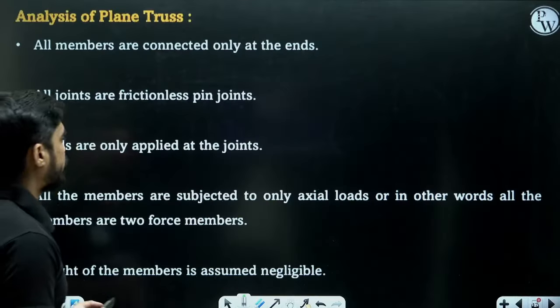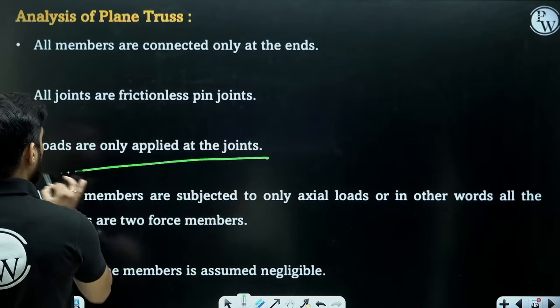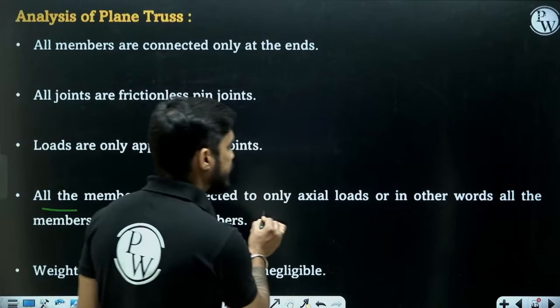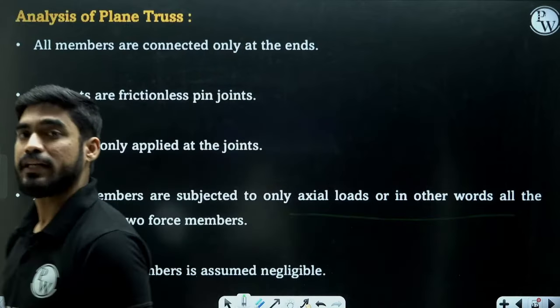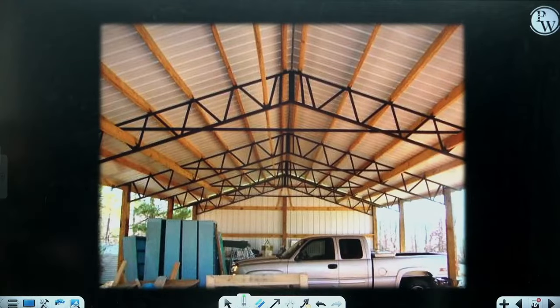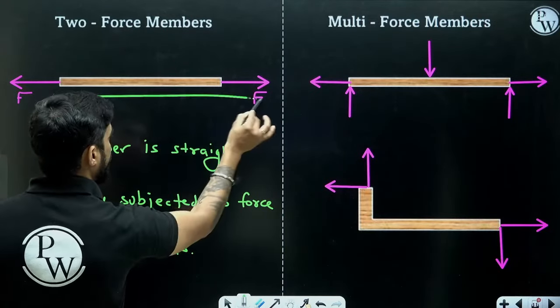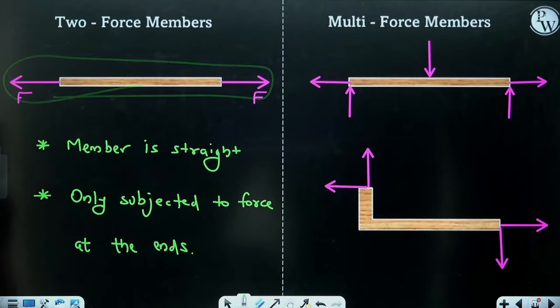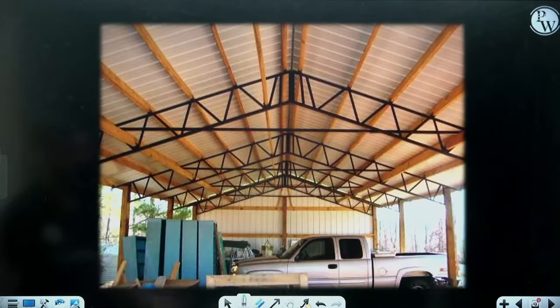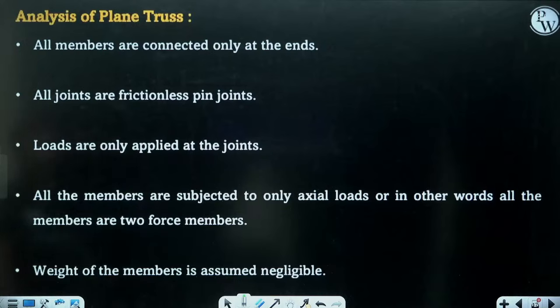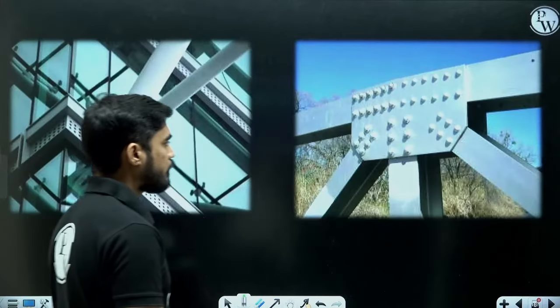Next, loads are only applied at the joints. This is not an assumption, this is true, and I have explained this. Next, all the members are subjected to only axial loads. Or in other words, these members are two force members. I have explained two force members, right? So all members of a truss are two force members, meaning they are subjected to only axial loads. Now these loads can be tensile or compressive. Some members will be subjected to tensile forces, some members will be subjected to compressive forces. So the force can be tensile or compressive, but they will be only axial loads. I hope it is clear.